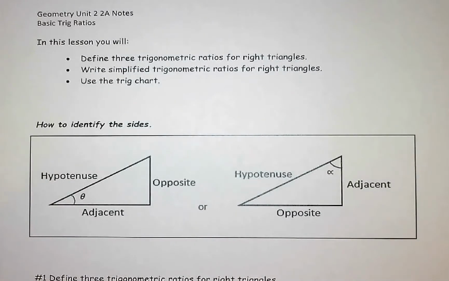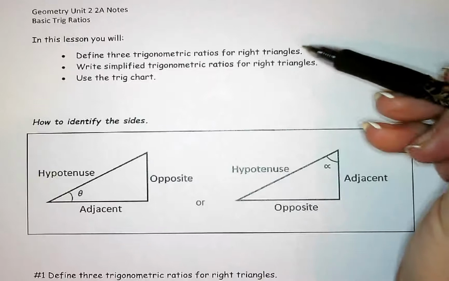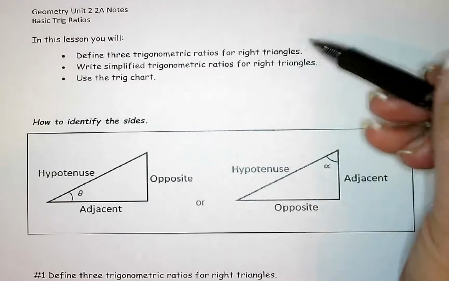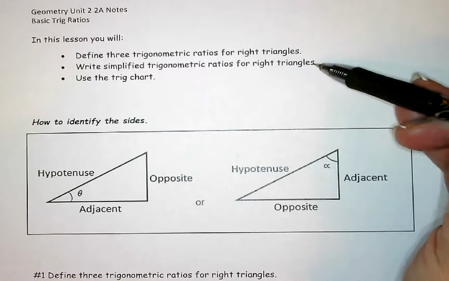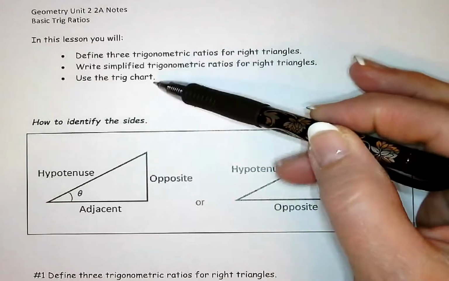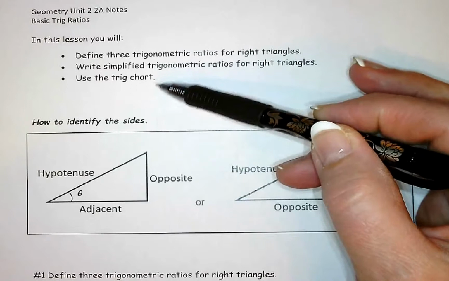In this video, we're going to divide it into 3 parts. These are notes for Grid 2A, basic trig ratios. This first one we're going to focus on is defining 3 trigonometric ratios for right triangles. Second thing that we'll do is we'll write simplified trigonometric ratios for those right triangles, and then we will learn how to use the trig chart.